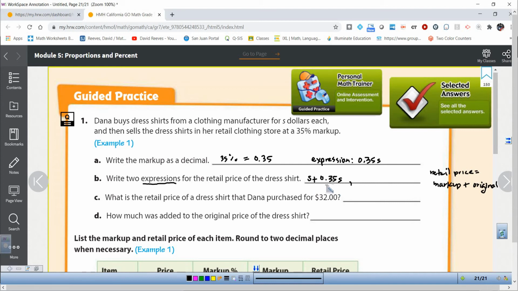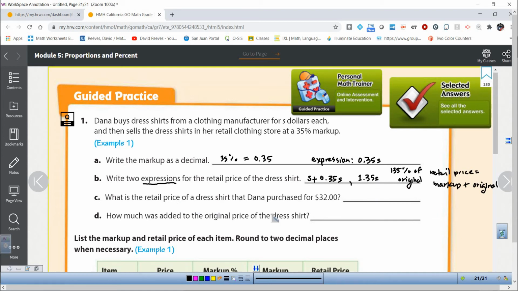Now remember, if you've watched the previous videos, you know that we can combine these two. This is 1S plus 0.35S, which is 1.35S. And again, they did not ask for it, but I have been saying that is 135% of the original amount. It's a markup of 35%, so it's 135% or 1.35 times the original amount.